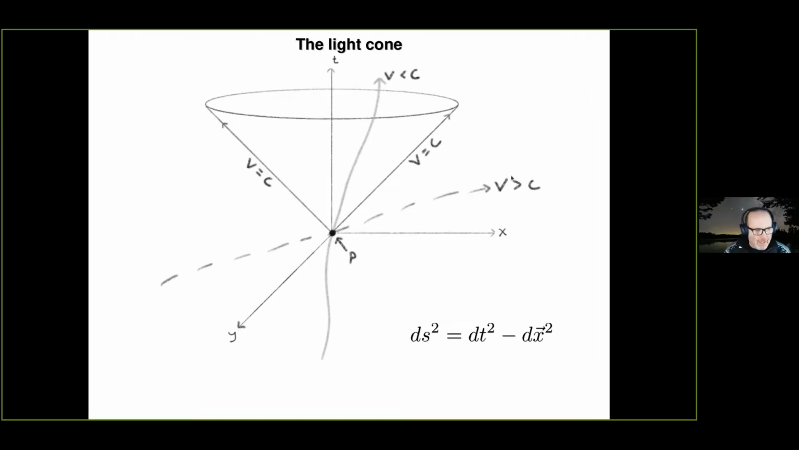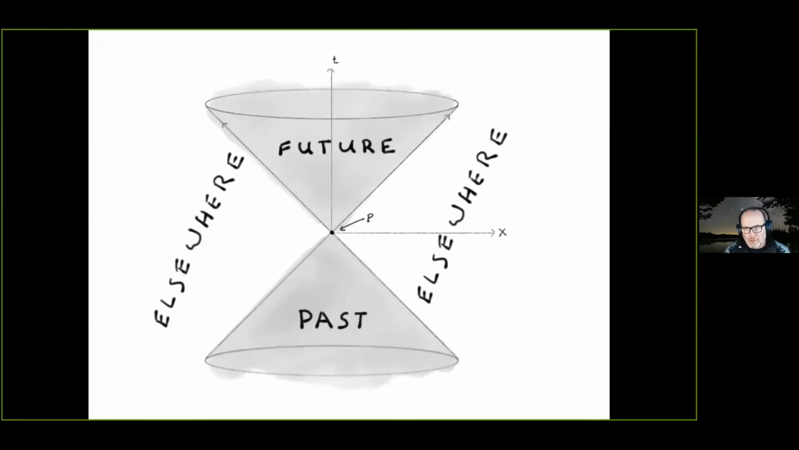So this creates a causal structure for my space-time that I can draw like this. And in particular, there's also a past light cone that is defined by photons incoming on that event P. And so I can define a causal future of any event in my space-time as being this future light cone, and I can define the causal past of any event in my space-time by this past light cone. Everywhere else is inaccessible fundamentally from this.